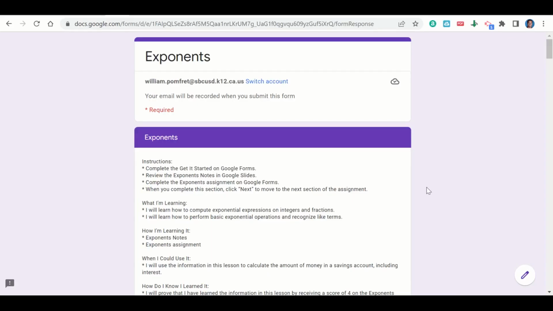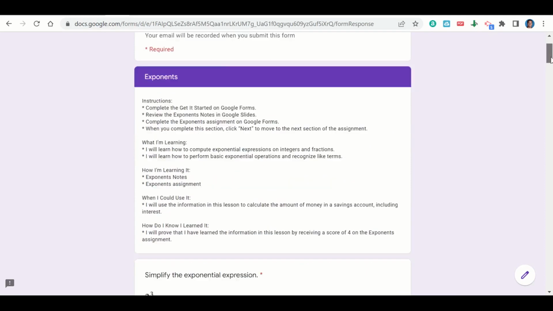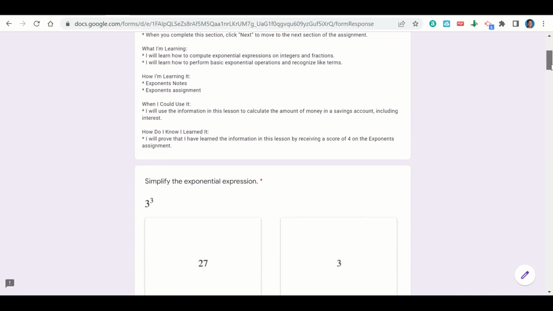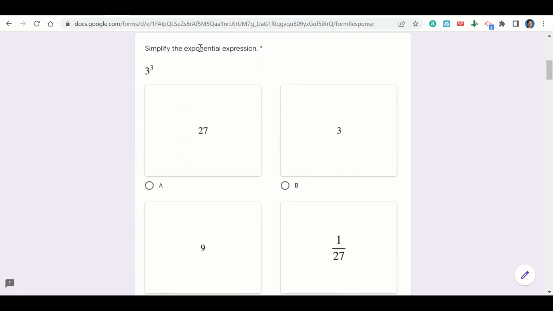Let's take a look now at the exponents assignment. So our assignment here begins with our learning goals and success criteria. If we scroll down, we begin our questions. So the first one says, what is 3 to the 3rd power? Well, 3 to the 3rd power is 3 times 3 times 3. Well, 3 times 3 is 9, times 3 is 27. So we'll go ahead and mark that as our answer, 27.